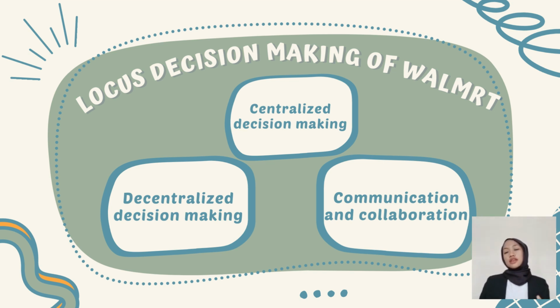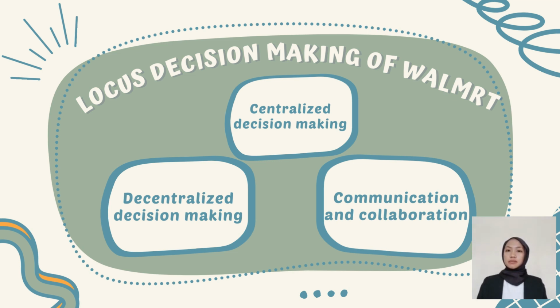By working together and communicating, Walmart is able to make decisions that are in the best interest of both the business and its clients. Here are some of the Walmart local decision making. The first one is centralized decision making. Decisions about growth strategies, such as where to locate new stores and what products to stock, are made at Walmart's corporate headquarters. And the second one is decentralized decision making.